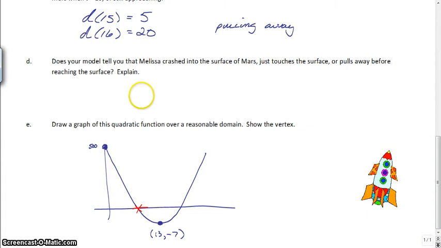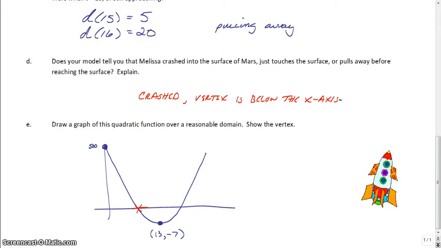So, unfortunately, Melissa just crashed. And how do you know that? Well, all you have to do is really say that the vertex is below the x-axis. Okay? So, unfortunately, we lost Melissa for now, but don't worry, she'll come back.